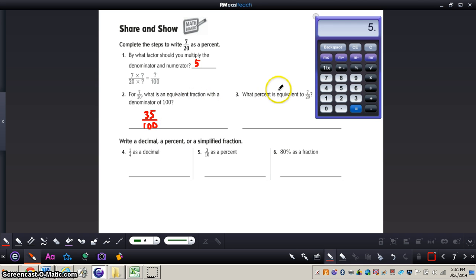Okay, now what percent is equivalent to 7/20ths? We can see that 35 hundredths here for our fractions, which gives us 35%. Now there's another way to do this as well.